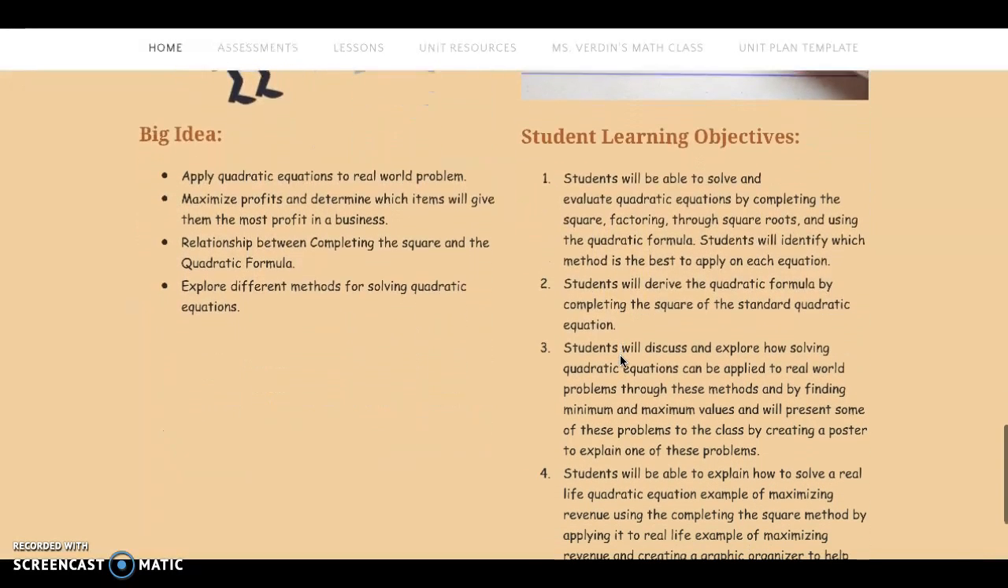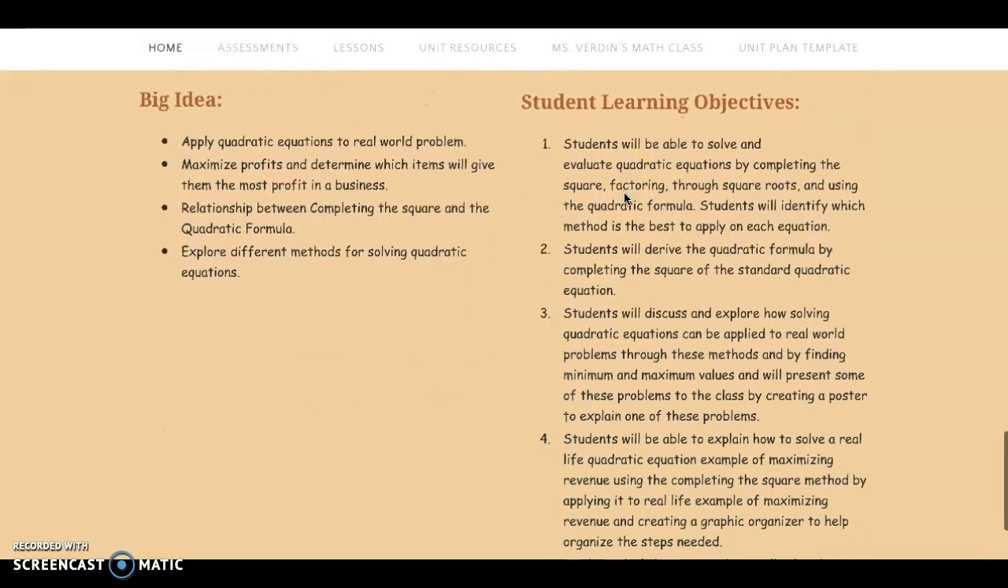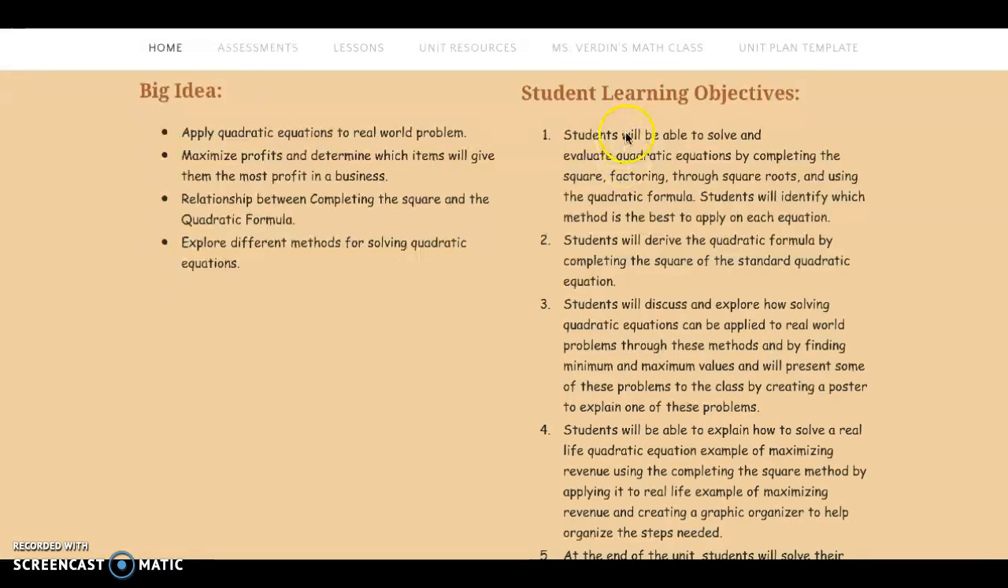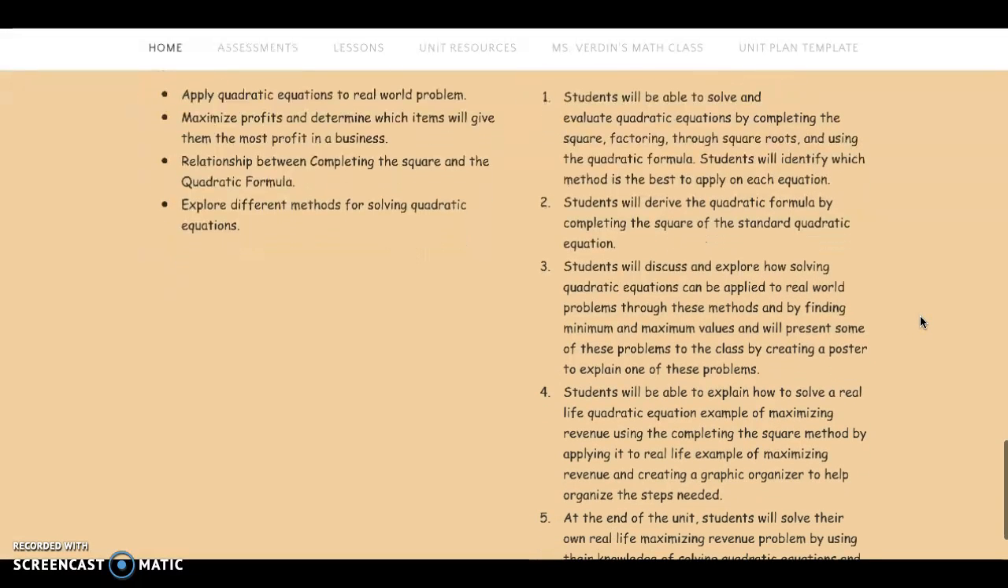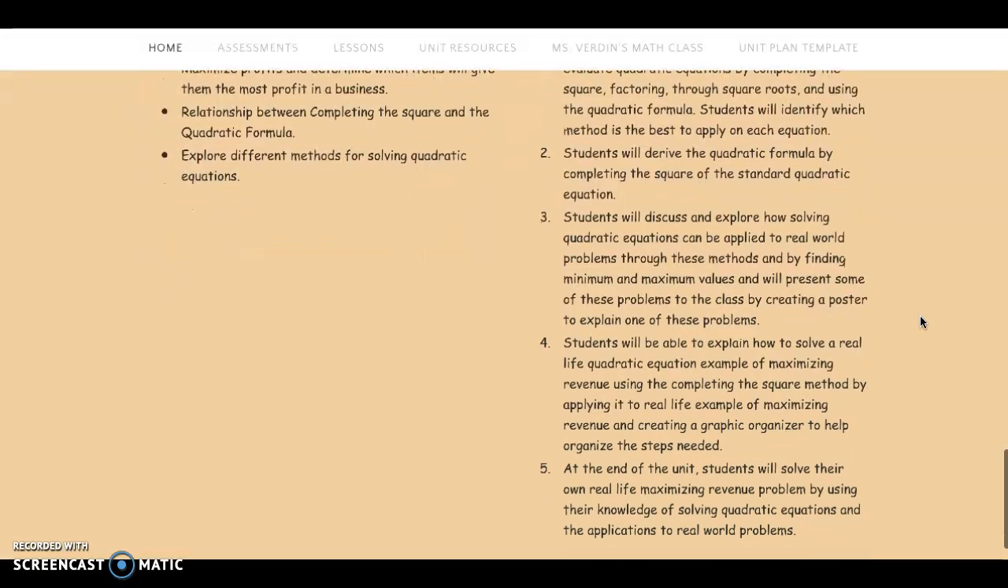So here we have some student learning objectives, just to go over a few of them. Students will be able to solve and evaluate quadratic equations by completing the square, factoring, square roots, and using the quadratic formula. Students will identify which method is the best to apply to each equation. Students would derive the quadratic formula by completing the square of the standard quadratic equation.